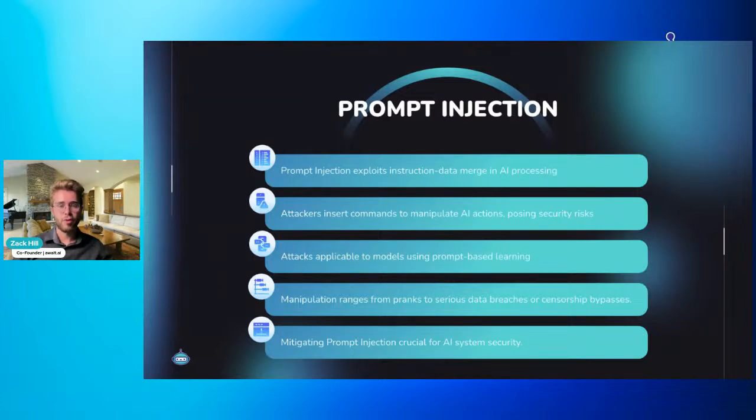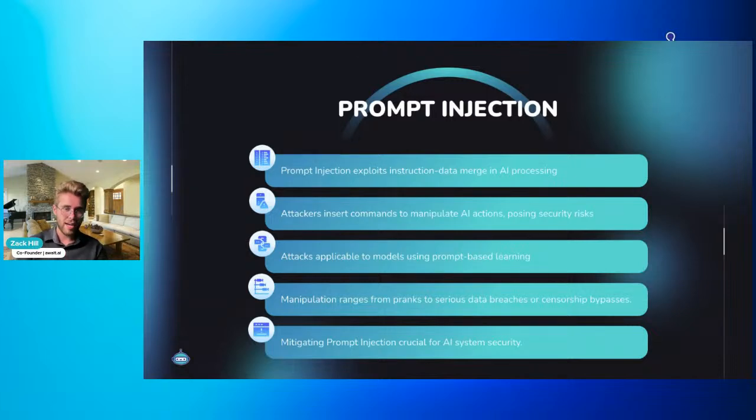Prompt injection exploits the merging of instructions and data within an AI's processing logic, allowing attackers to insert commands into data fields. This can force the AI to execute actions unintended by its developers, posing a significant security risk. So this form of attack is not limited to instruction-based models, but extends to any model using prompt-based learning. Attackers can manipulate the AI's task by inserting their own examples or derivatives within the input, making the model echo or execute specific actions.